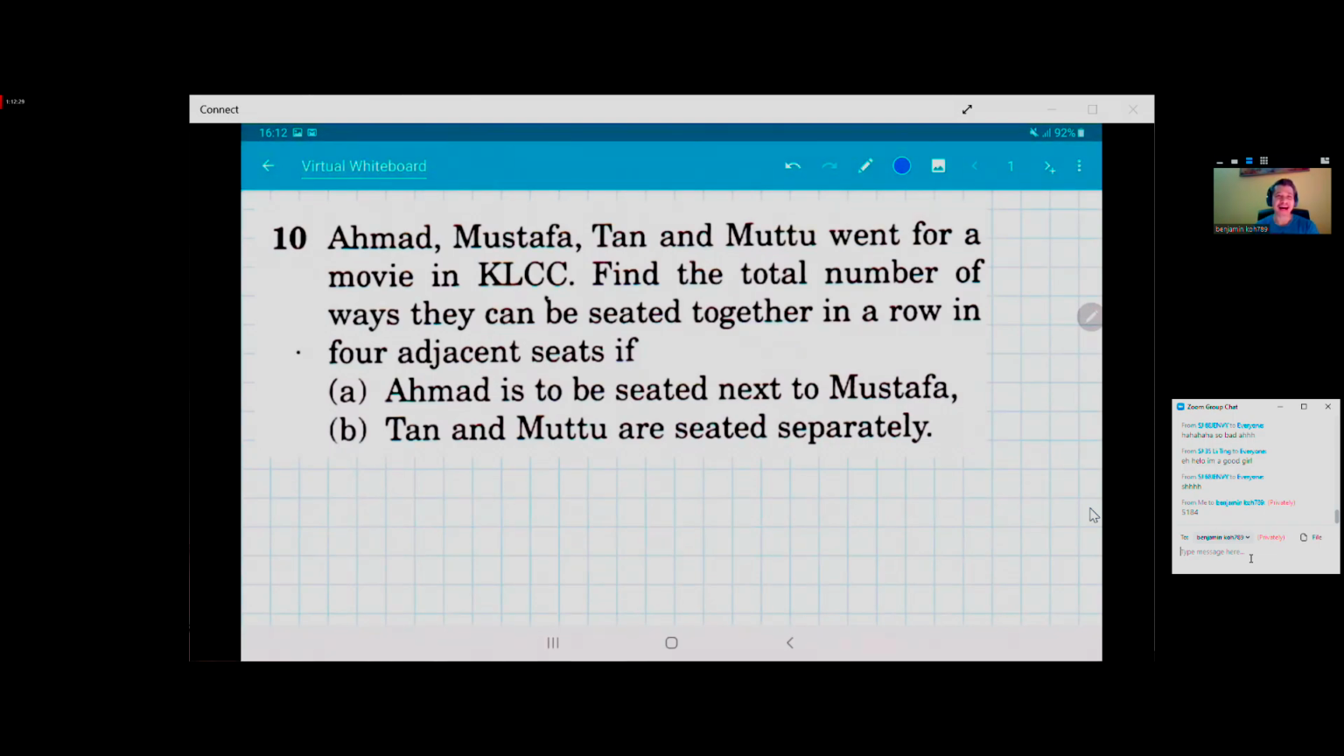So Ahmad, Mustafa, Tan, and Mutu went to watch a movie. Find the total number of ways they can be seated together in a row in 4 adjacent seats. Do you understand adjacent? It means next to each other. If Ahmad is to be seated next to Mustafa. Okay. So how to do part A?